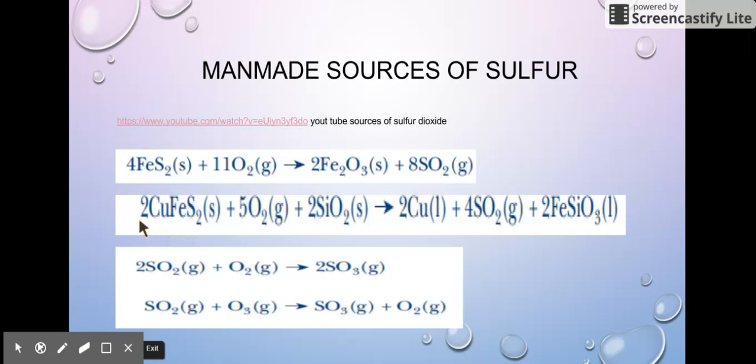The other process that we all know about is getting ores of copper and trying to smelt them. One of the processes is going to get rid of this sulfur here, and it will do it by reacting to produce sulfur dioxide. Of course, sulfur dioxide can react with O2 to make sulfur trioxide, or with ozone, which is O3, to make sulfur trioxide and oxygen gas. This sulfur trioxide can then directly combine with water and make sulfuric acid.